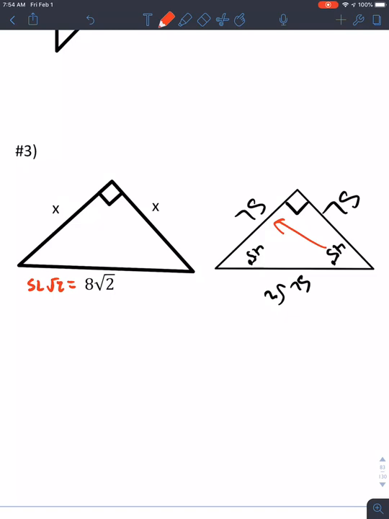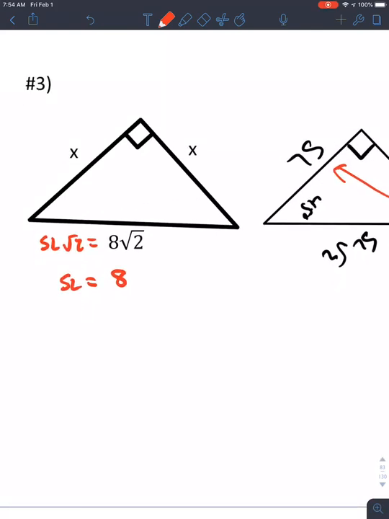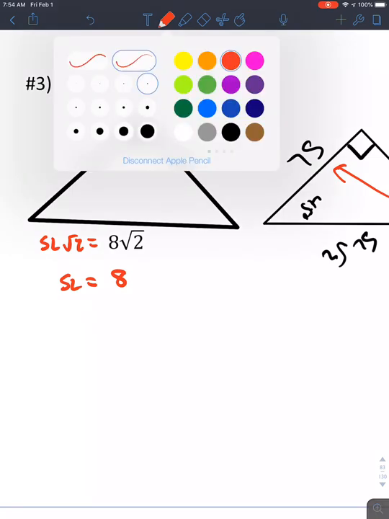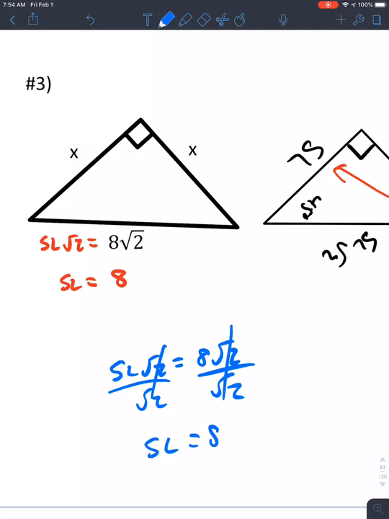To solve this equation, I'm going to divide both sides by the square root of 2. If I divide 8 square roots of 2 by the square root of 2, I'm going to get 8. That's all the work you have to show for that part. Let me show you a little bit of optional work if that doesn't make sense. We have short leg times the square root of 2 equals 8 square roots of 2. If we divide both sides by the square root of 2, the square roots of 2 cancel. If you divide something by itself, you get 1. Therefore, the short leg is 8.